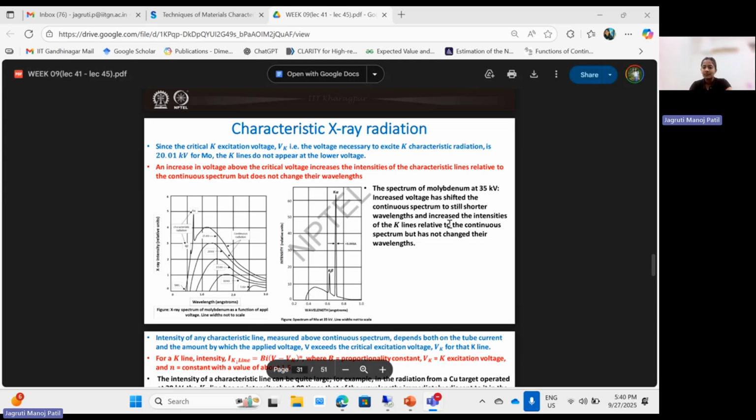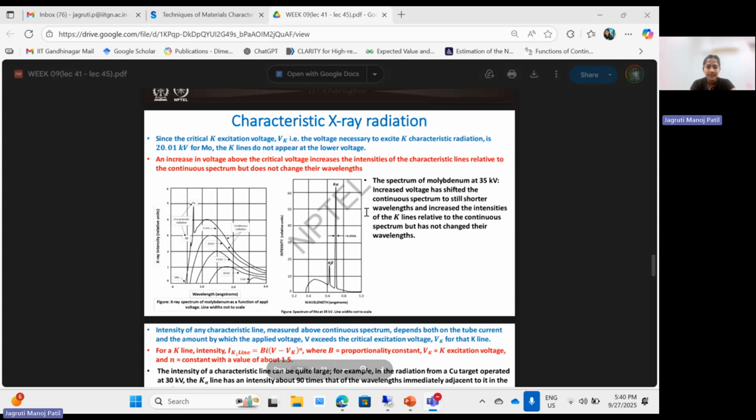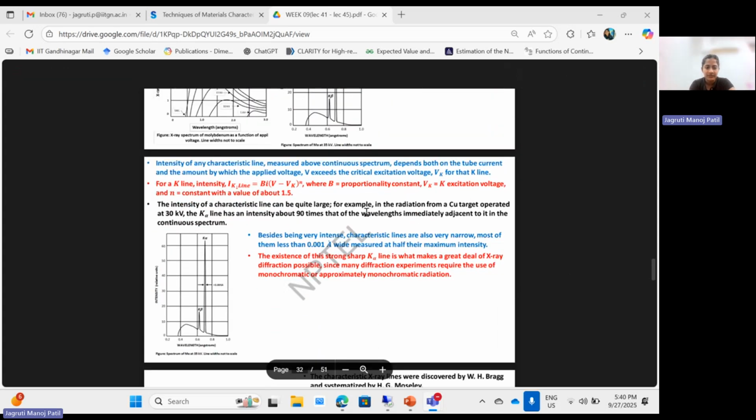So the spectrum of molybdenum at 35 kilovolts: increasing the voltage has shifted the continuous spectrum to a still shorter wavelength and increased the intensities of the K lines relative to the continuous spectrum, but the K lines have not changed their wavelengths. The wavelengths are essentially the same, right? We'll see exactly what the difference is there.